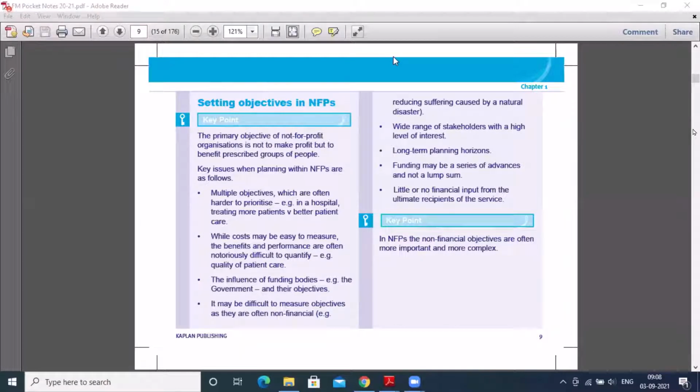Now here one more point I want to add. I hope you are aware of the top corporate companies.